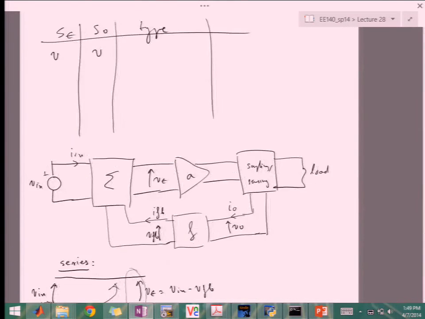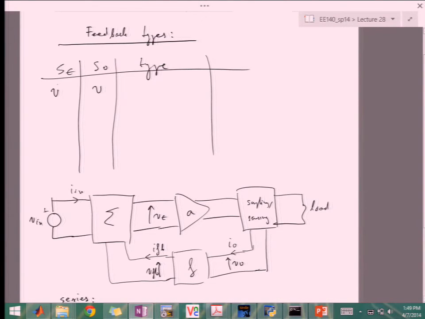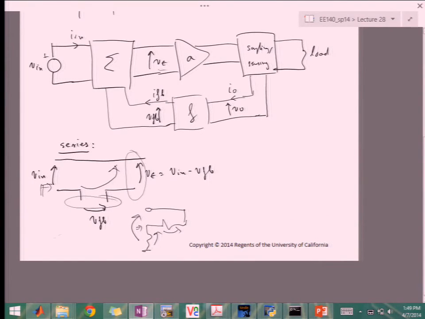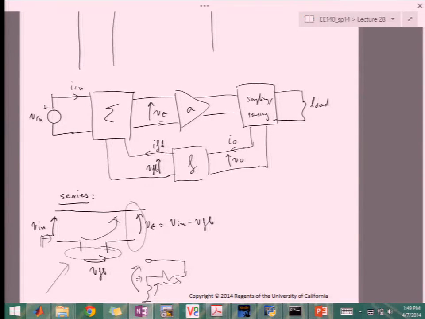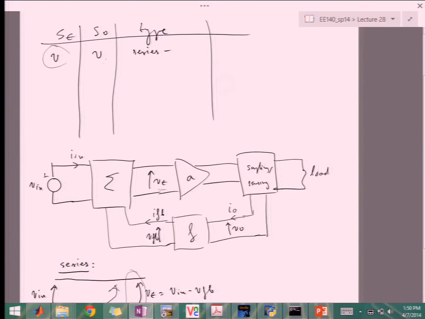Okay, so in a voltage, I know that I have to derive VE as a voltage quantity from voltage input and voltage feedback. So the only way to do it is through this type of series connection. Right. So we at least know that the input is going to be in series. Now, if my output is voltage, how does the sensing network look like?